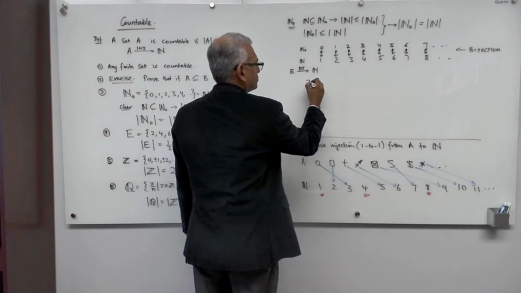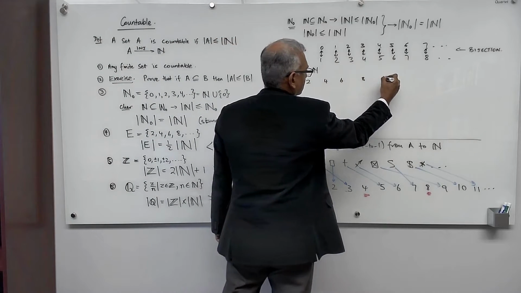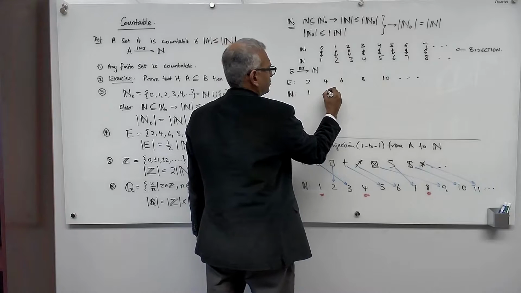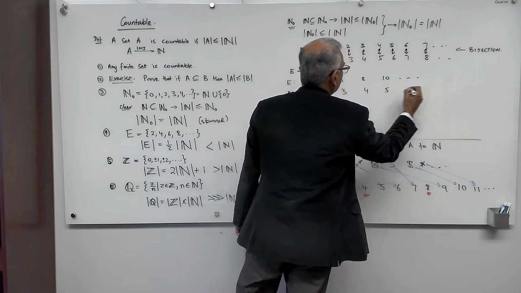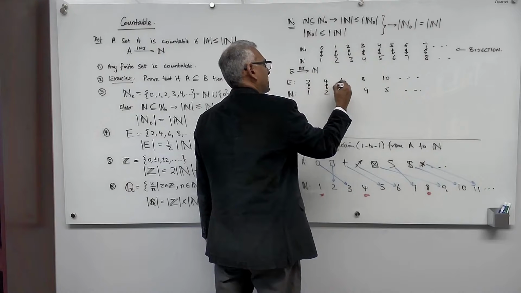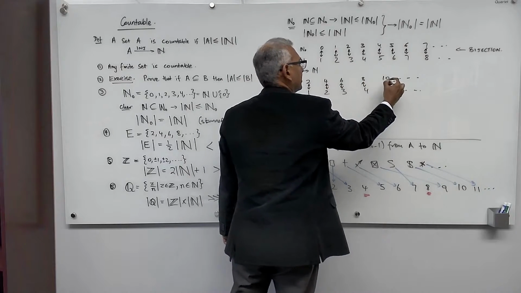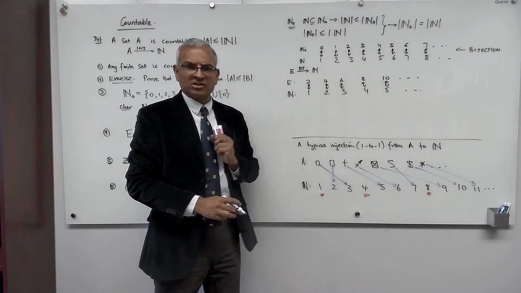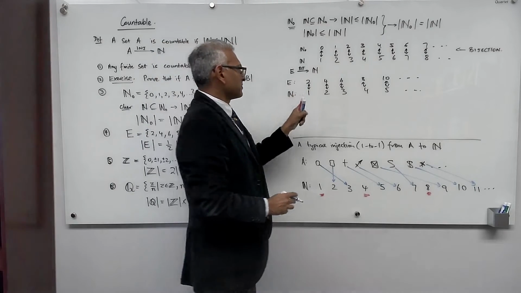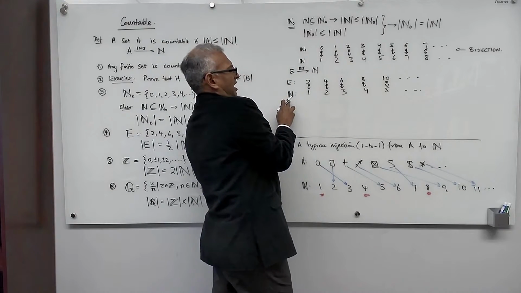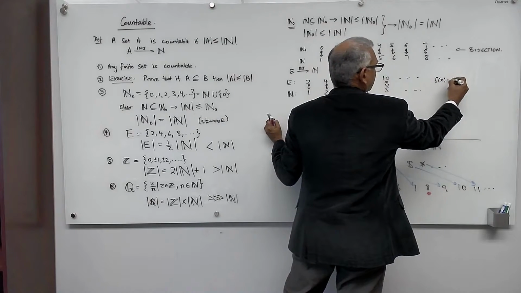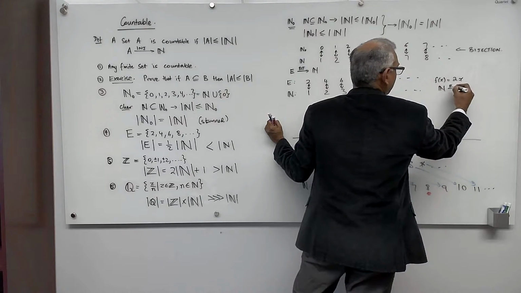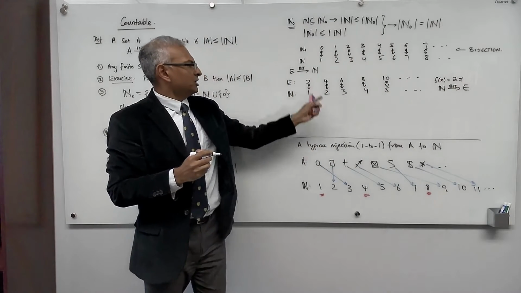Here, 2, 4, 6, 8, 10, and so on. This is the even numbers. The natural numbers, 1, 2, 3, 4, 5, and so on. There's my pairing, my correspondence. And I'll never run out of even numbers. Even though it looks like I have twice as many natural numbers, I'll never run out of even numbers. And if I want to know what this mapping is, I'll give the mapping from n to e. So f of x equals 2x. This maps n to e bijectively.